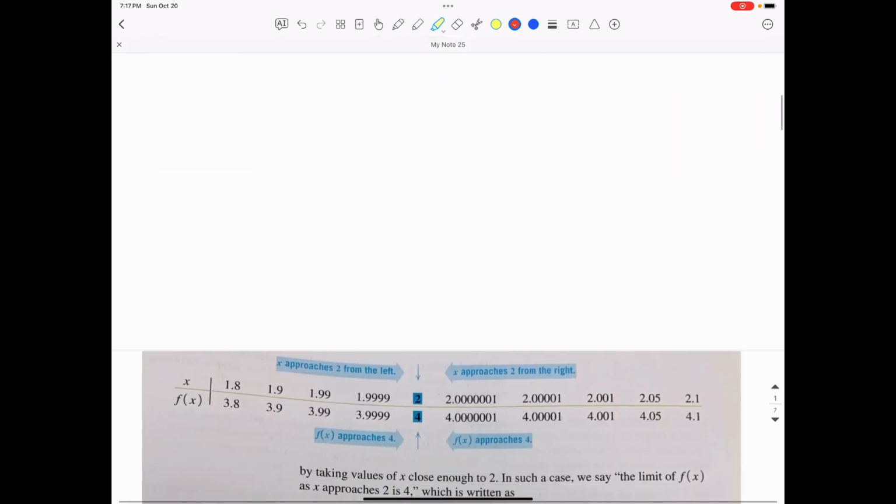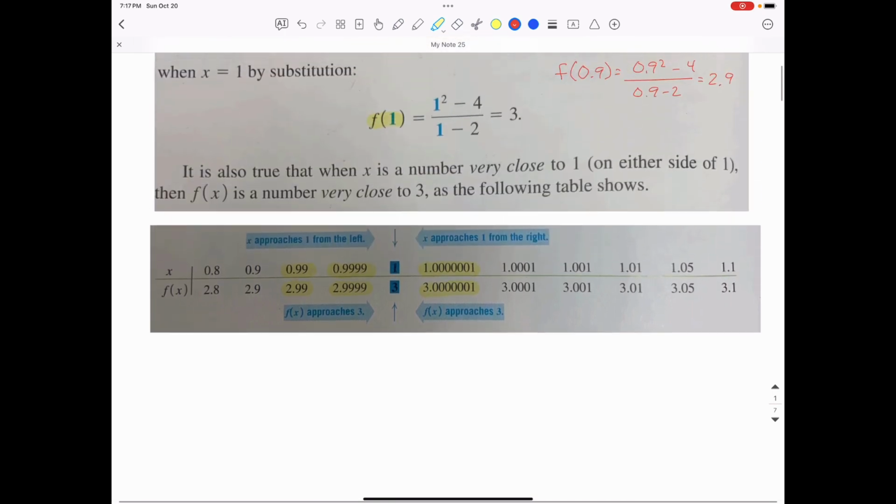Okay, so let's take into account the same problem, but let's do f of 2. So if you do f of 2, that means you would have 2 squared minus 4 over 2 minus 2. 2 squared minus 4 would be 4 minus 4, which would be 0. And 2 minus 2, we already know equals 0. So we get 0 over 0, and we already know we can't have 0 in the bottom of a fraction. So this is why we need to discuss limits.